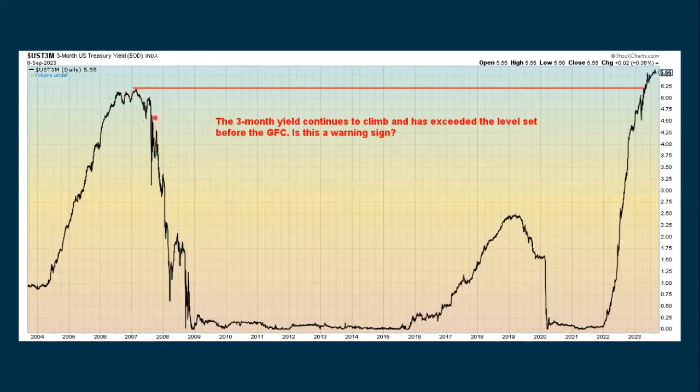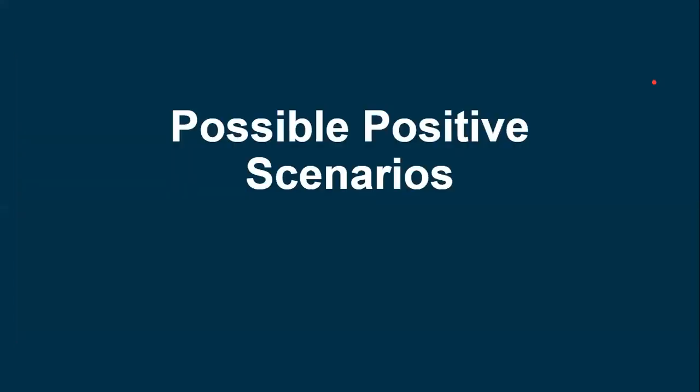And this was signaling that there's a real problem in the market as we went into the great financial crisis. Well, right now, in fact, earlier in 2023, we broke out above that 2007 level. And we're waiting to see, are we going to roll over and start to come back down? Sometimes it looks like it's getting ready to do that, but for right now, it's just not happening.